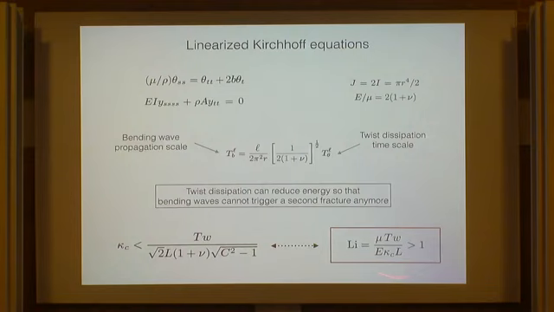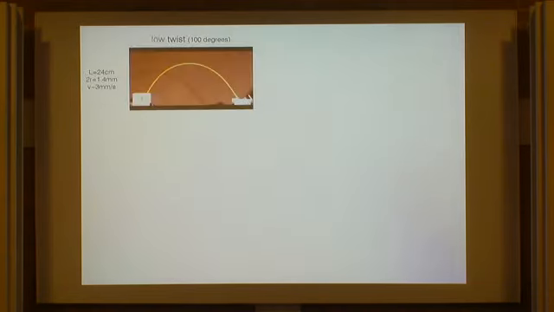And the key idea is that if you have twist in your system, then you can reduce the energy so that bending waves cannot trigger a second fragmentation anymore. So you distribute your energy between twist and bending. Twist dissipates faster. Let's see if that works. So this is a low twist example. It's 100 degrees, which is quite remarkable.